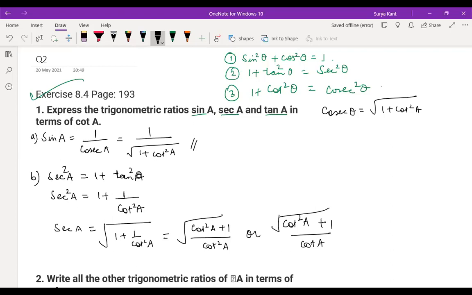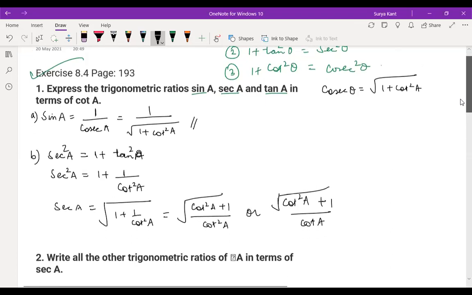the, I hope 1 or 2 people might have doubt in question number B part. Just check once. You may have doubt in question number B. B part you may have doubt. No one is having doubt in this.